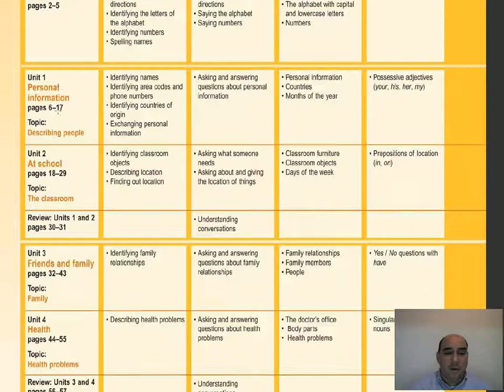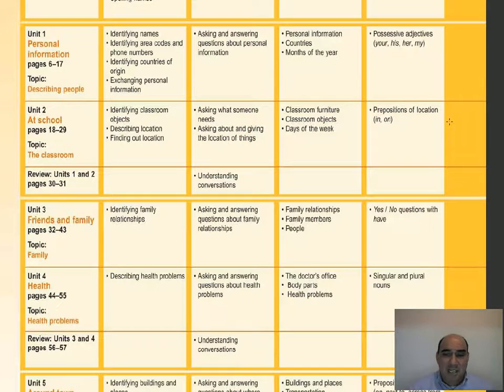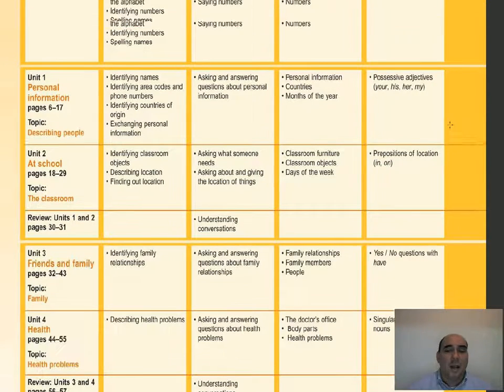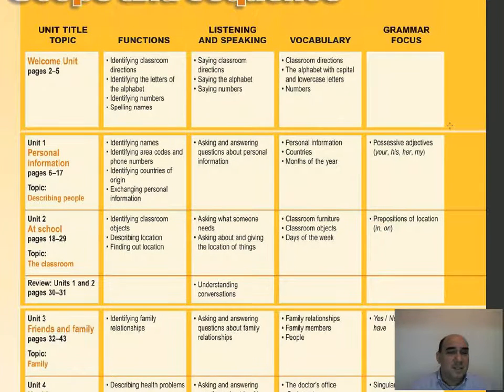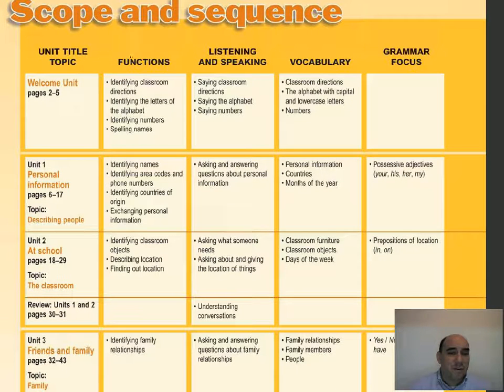welcome unit, unit 1, and you can see again they've broken down things so that at each unit you know what it is that they're focusing. What's the vocab, the grammar, the listening, speaking, and the function. So this is functional notional here, right? Functional notional, listening and speaking, right? Vocabulary and grammar. There's very little reading and writing going on here, but this is nicely done.